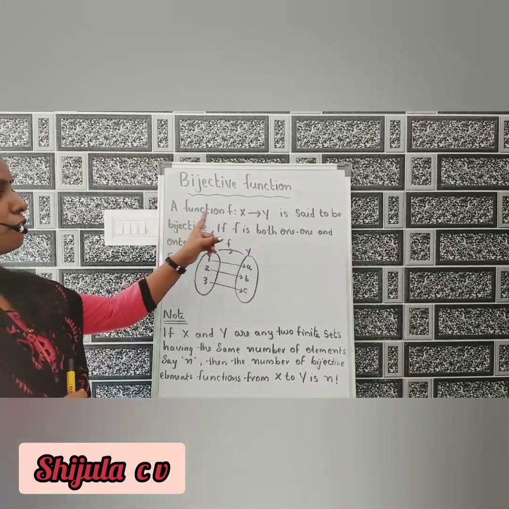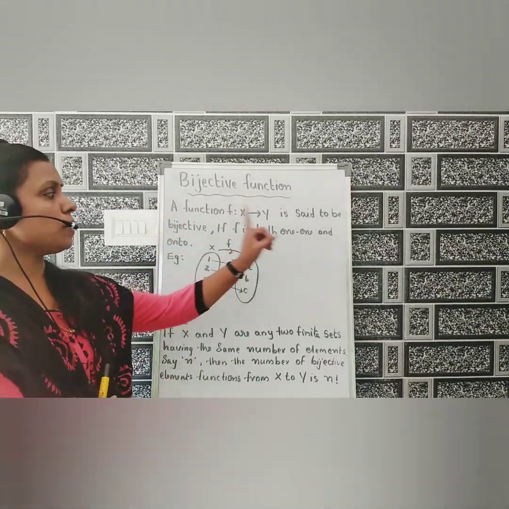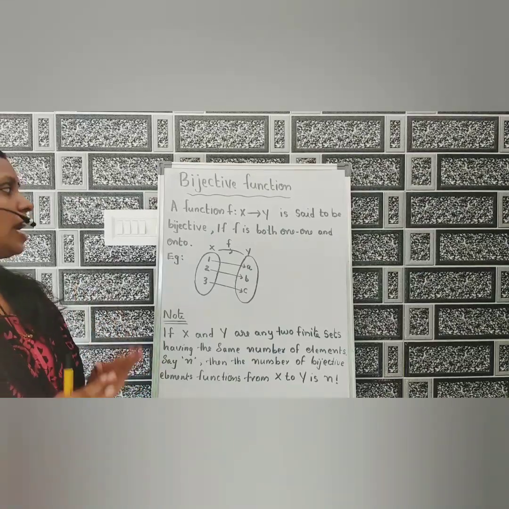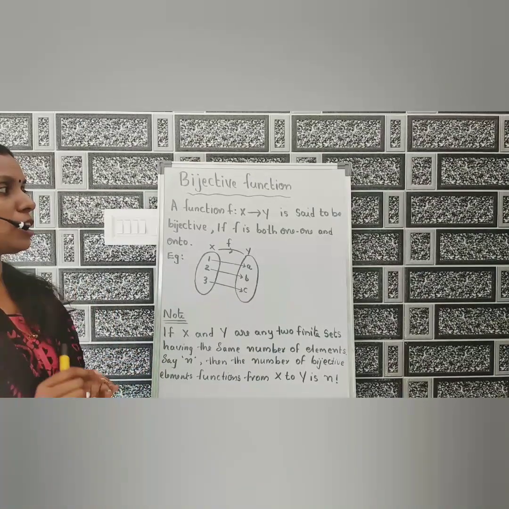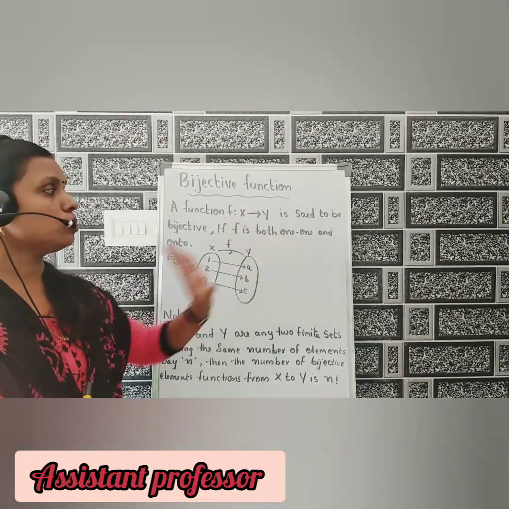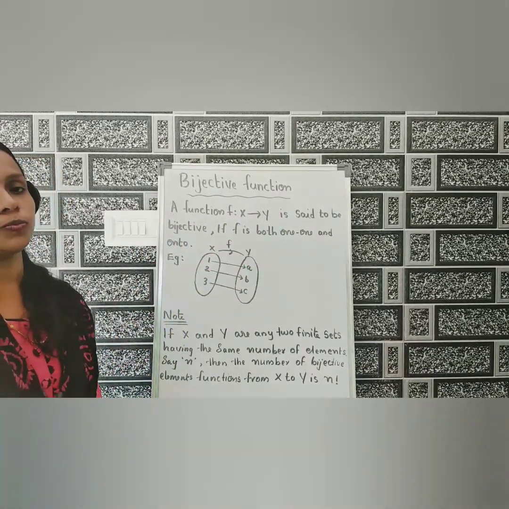A function f from X to Y is said to be bijective if f is both one-one and onto.